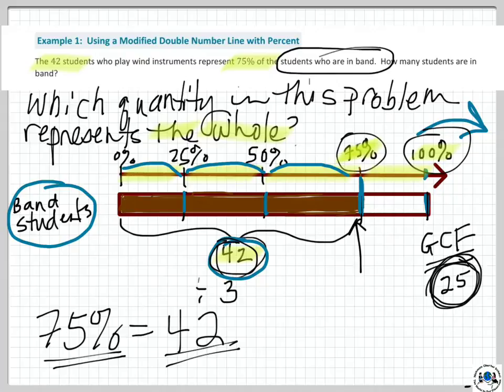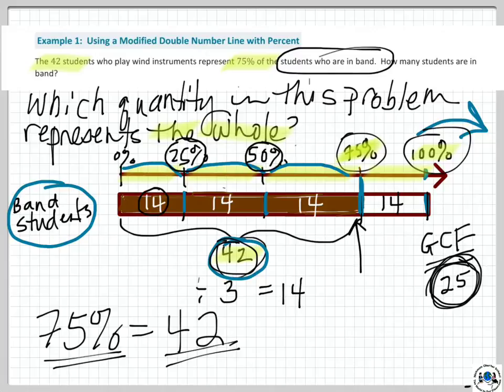Therefore, we can just go ahead and divide 42 by 3, and we get 14. So we know each one of those equal segments is equal to 14. All we have to do is split that bar up into equal pieces, the same size as the number line, because what we're saying here is that 25% is the same as 14.